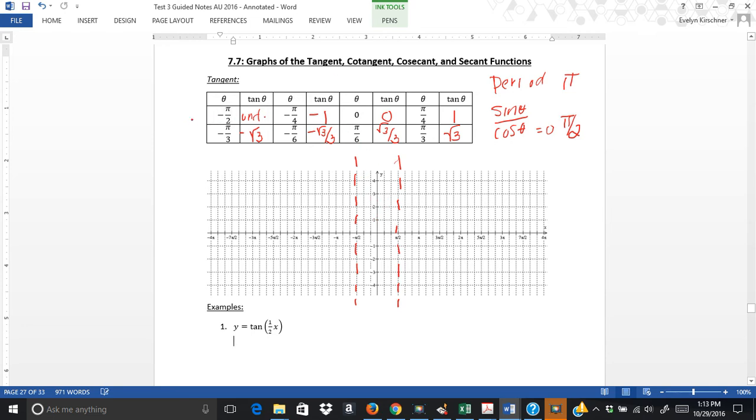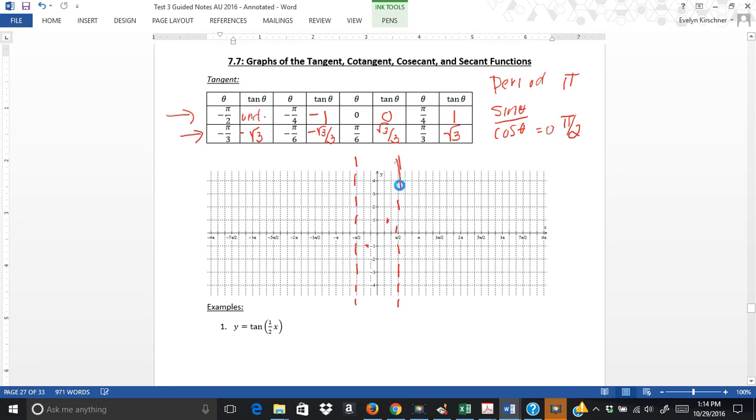Now, remember we talked about the 5 key points. These points are kind of hard to graph, so these are our 5 key points: negative pi over 2, negative pi over 4, 0, pi over 4, and pi over 2. So I know at 0 it's 0, at negative pi over 4 it's negative 1, and at pi over 4 it's 1.